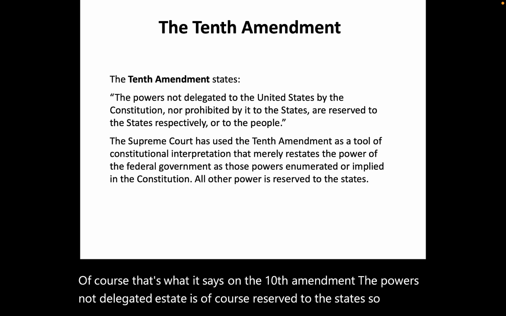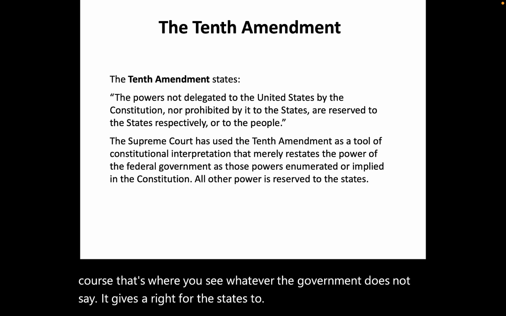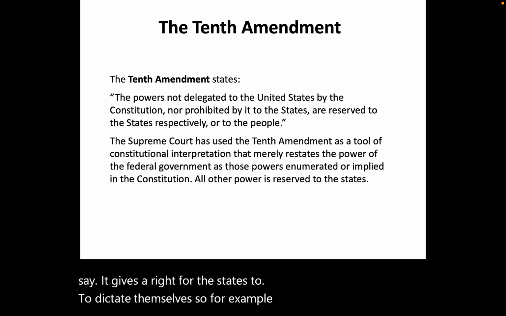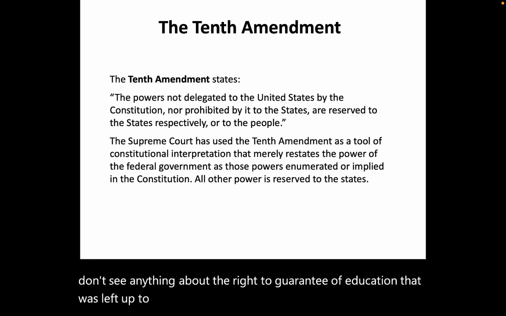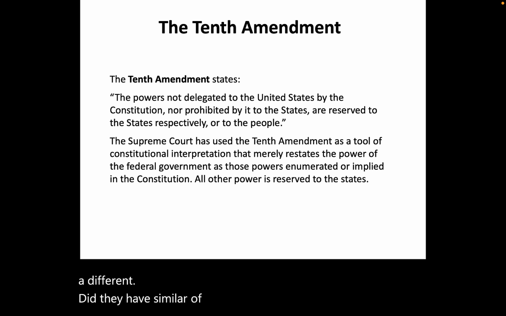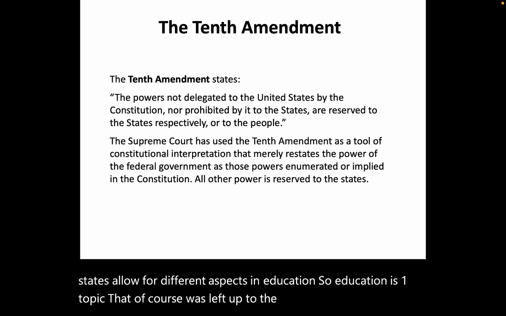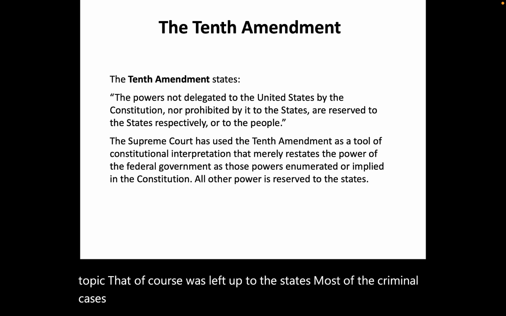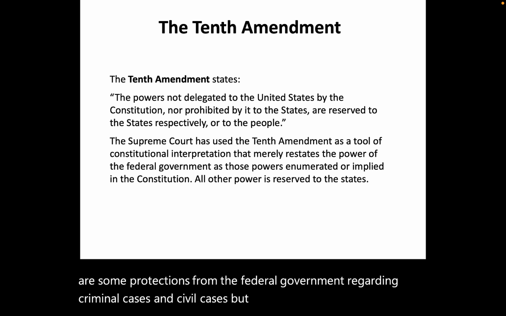So whatever the government does not address, the states have the right to dictate themselves. For example, in the Constitution, you really don't see anything about a guarantee of education. That was left up to the states. That's why every state has similar education systems in K-12, but certain states allow for different aspects in education. Education is one topic that was left up to the states. Most criminal cases were left up to the states too. There are some federal protections regarding criminal and civil cases, but the states were left to do the majority of the work.